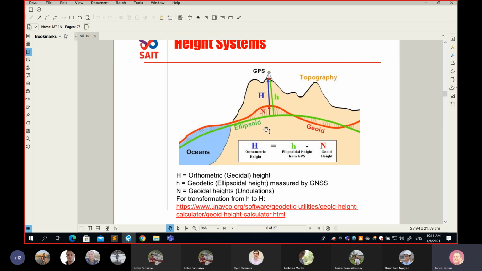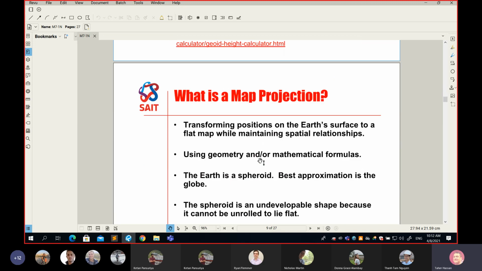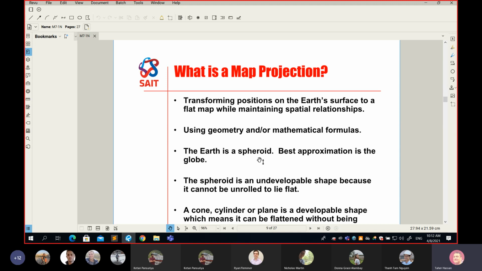Also, the last information on this slide is that GPS does not measure orthometric height. What GPS measures is the ellipsoidal height above or below WGS84. And again, the conversion is possible. There are many software programs and websites that can do the conversion for you. Now we have a little introduction to geodesy.